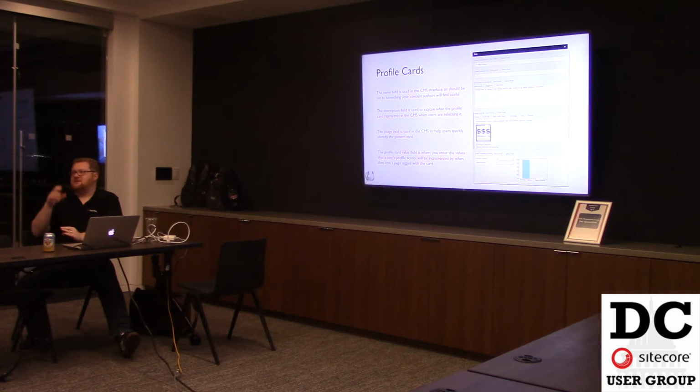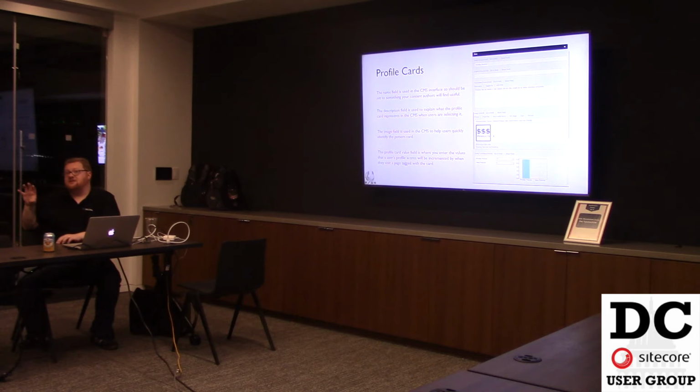The name field is pretty obvious. That's the thing that gets used inside the CMS, like a name everywhere. The description field is used to explain what the profile card represents inside the CMS when users are selecting it. You'll see that pop up later. The image field is used by the CMS to help users quickly identify the pattern card. You can think of this as the icon, and setting this to something intelligent is important for the same reason. Setting item icons is also important so that people can quickly, at a glance, tell one thing from another.